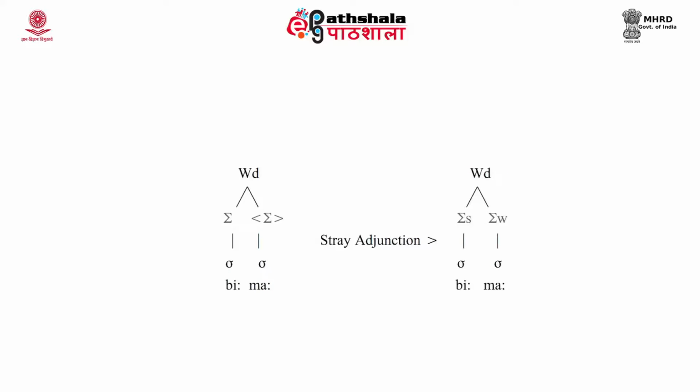So in Bima, the foot ma is extrametrical, and then stray adjunction applies, and you get Bima with 2 feet. The left one is strong and the right one is weak. And we also pronounce them as Bima. Nobody pronounces it differently.